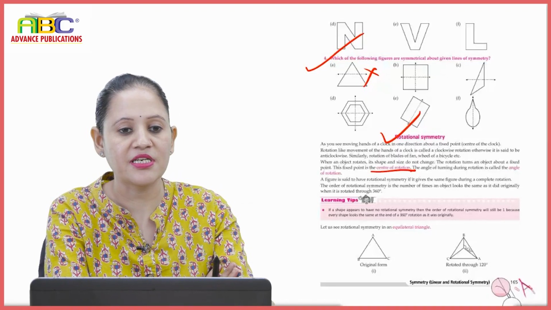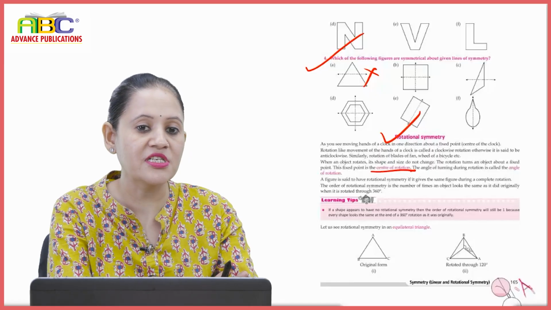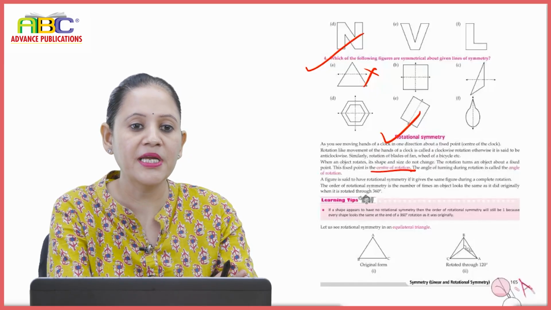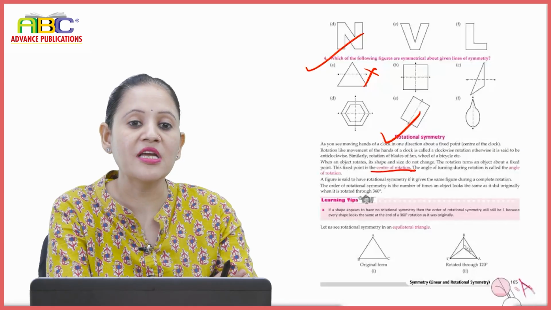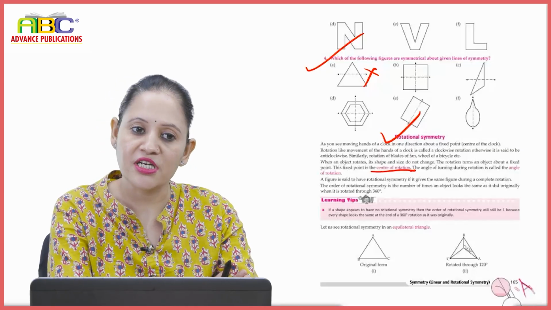If the shape appears to have no rotational symmetry, still it has the order of rotational symmetry 1, because every shape looks the same at the end of a 360 degree rotation as it was originally.